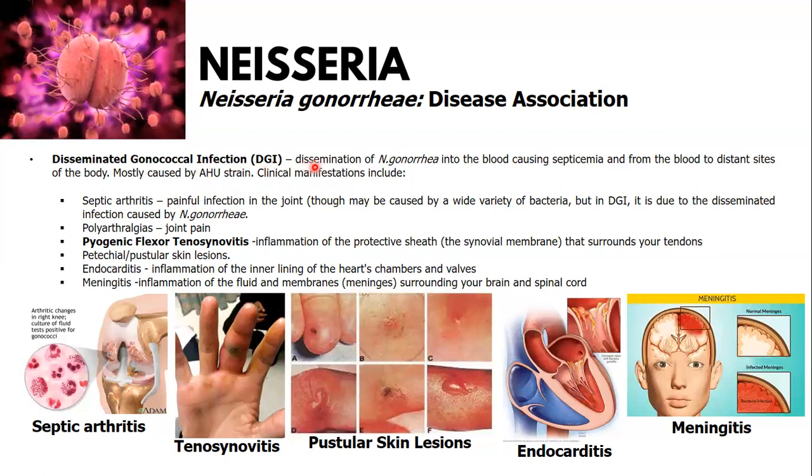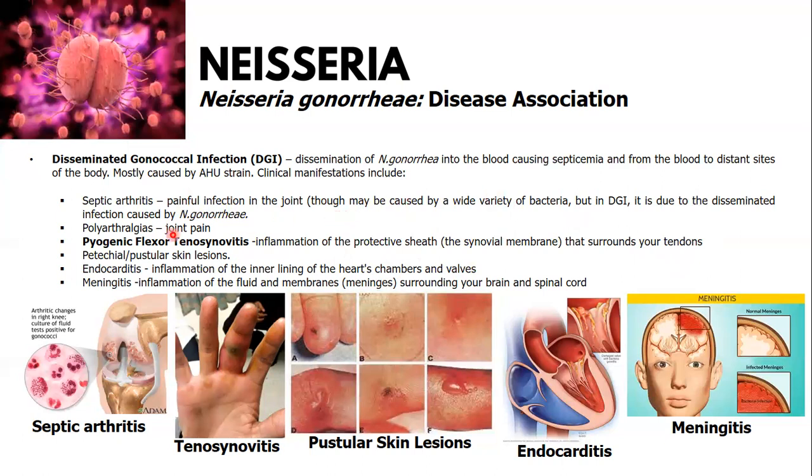Clinical manifestations of disseminated gonococcal infection include septic arthritis, or a painful infection in the joint caused by the presence of Neisseria gonorrhoeae. And because there is septic arthritis, there would be joint pain, also known as polyarthralgia. The tendons are also affected, particularly the protective sheath surrounding the tendons.